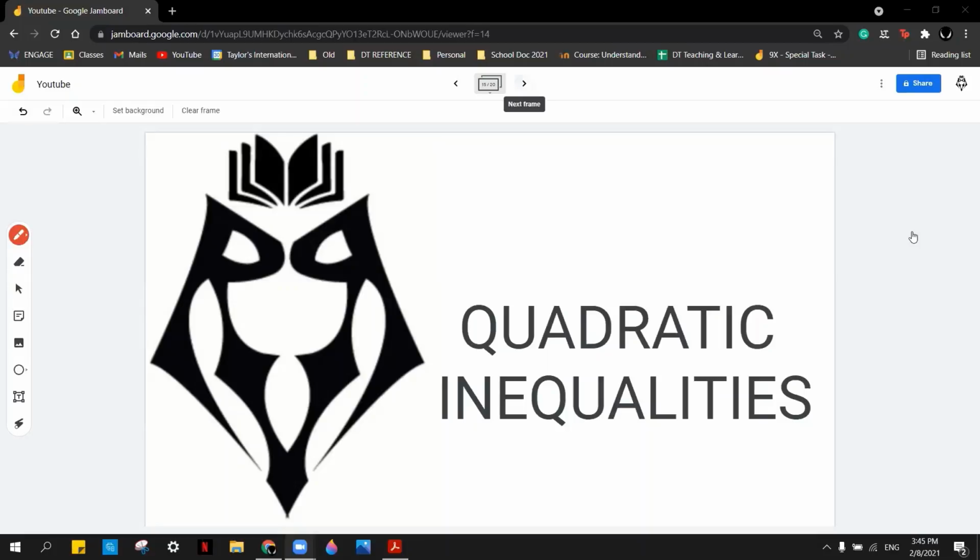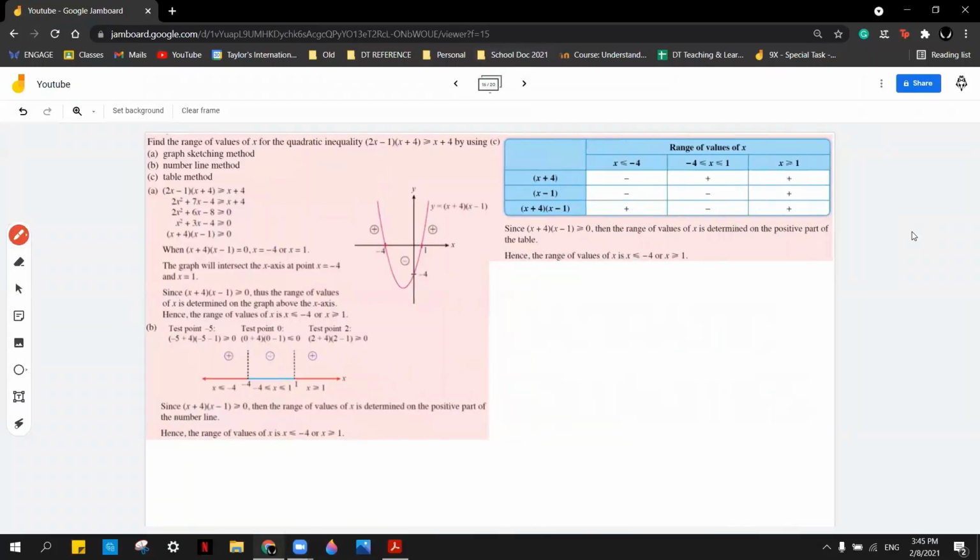So what is that? Let's have a look. In quadratic inequalities, there are several ways to interpret them. Let's analyze them one by one. Find the range of the values of x for the quadratic inequalities given.